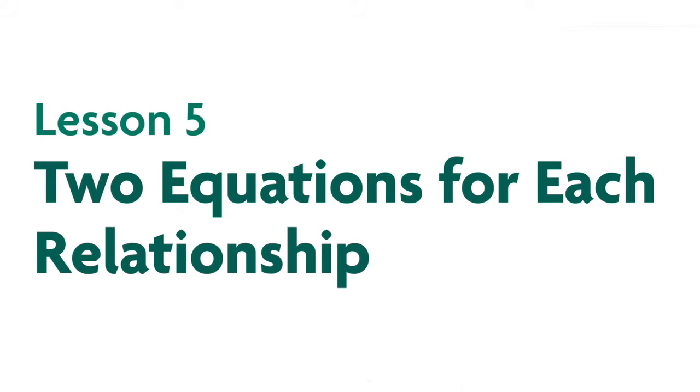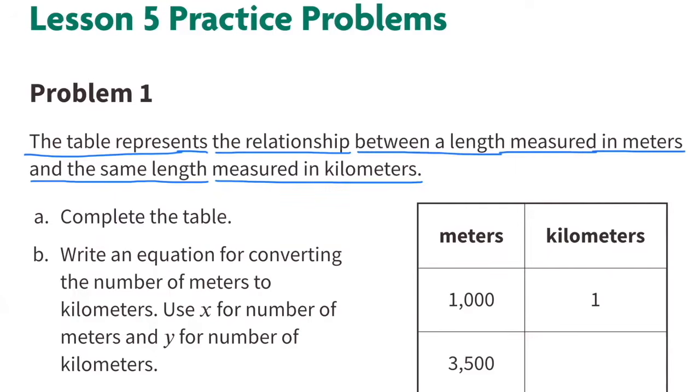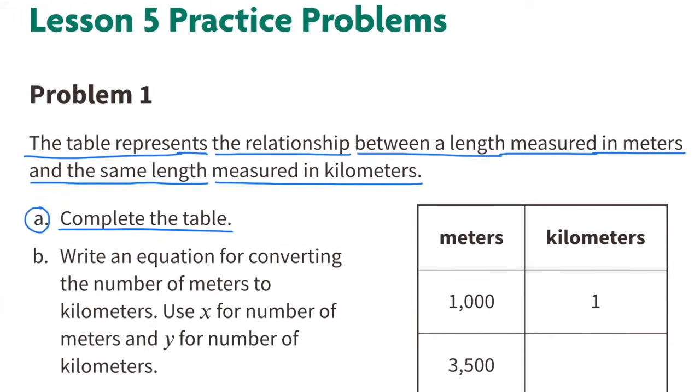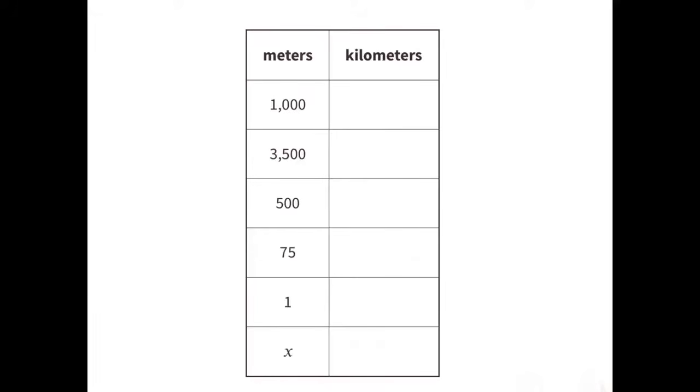7th grade, Unit 2, Lesson 5. Two equations for each relationship. Number 1. The table represents the relationship between a length measured in meters and the same length measured in kilometers. A. Complete the table. Well, we know that 1,000 meters equals 1 kilometer. So a meter is 1,000 times smaller than a kilometer. If 1,000 meters equals 1 kilometer, then 3,500 meters would equal 3 5/10 kilometers.